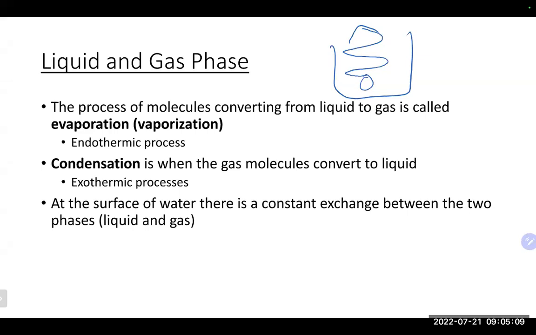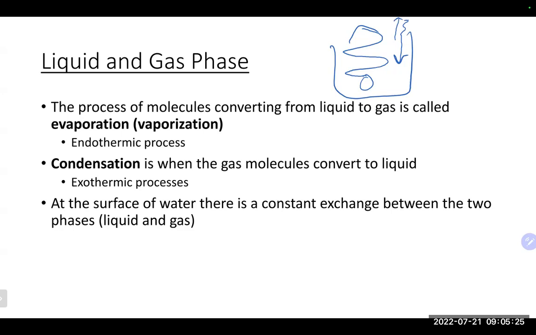Condensation is the opposite. Once these guys escape, they are moving a lot slower. So they may fall back down and not have enough energy to maintain themselves in the gas phase, and they'll fall back into the liquid phase. And that's an exothermic process. They're going to release that energy.